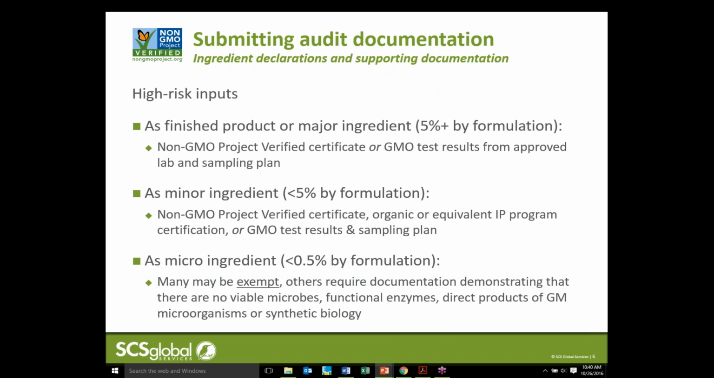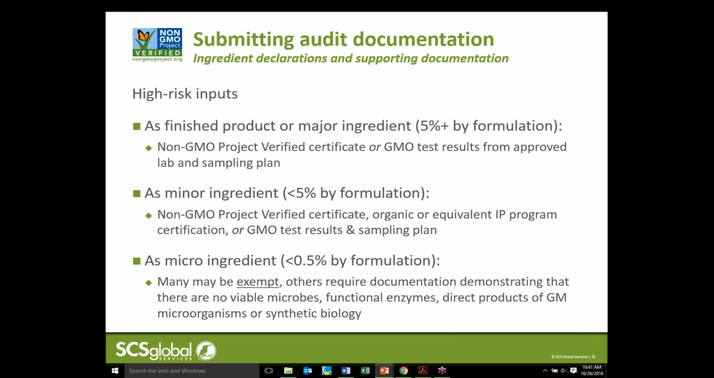So high-risk inputs are those for which GMO varieties are commercially produced in North America and beyond, and includes all animal products and their derivatives, and we'll get into that a little bit more later on. Evaluation of high-risk inputs is where much of the rigor of the verification audit actually takes place. Compliance of such inputs with the Non-GMO Project standard is carefully monitored for each input from procurement through the production process to the finished product, finished goods actually being evaluated.